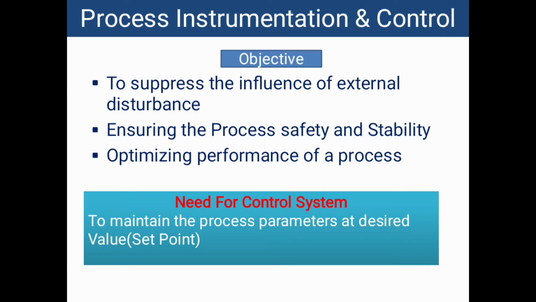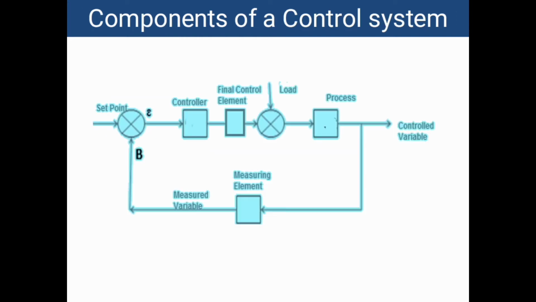We know what temperature we should maintain, what level should be maintained. A level controller will take care of the level maintenance. A temperature controller will take care of the temperature maintenance. So process instrumentation and control is the main heart of the plant. These are the components of a control system.